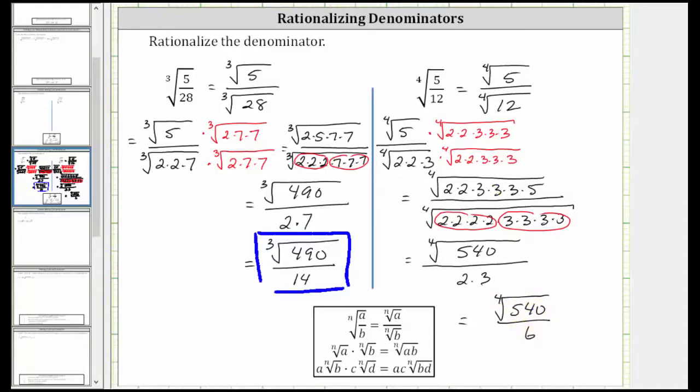So this is the simplified expression, or we can say the expression with a rationalized denominator.